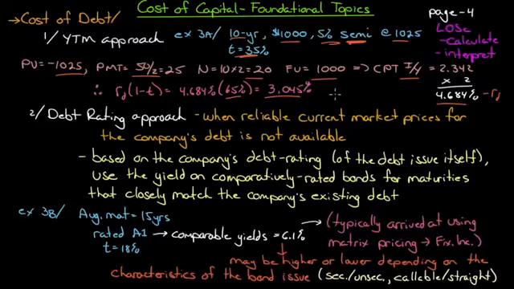The debt rating approach is used when reliable current market prices for the company's debt are not available. If you have market prices for the debt, just use that. It's the most direct way to get a cost of debt.